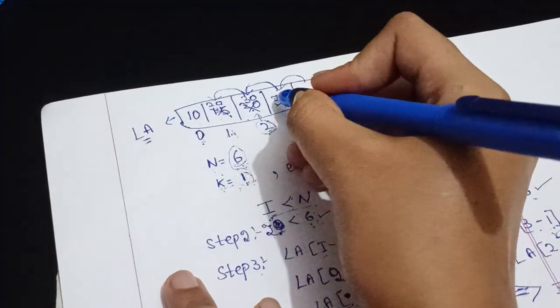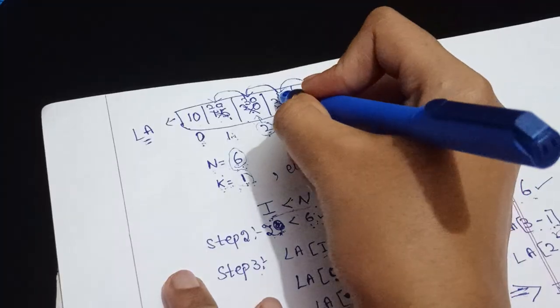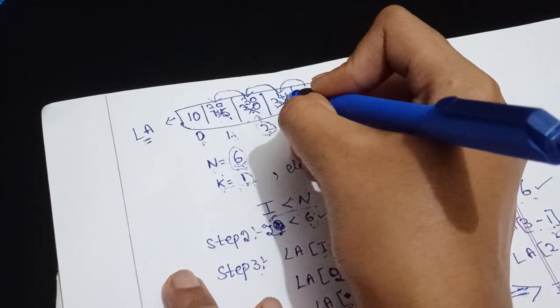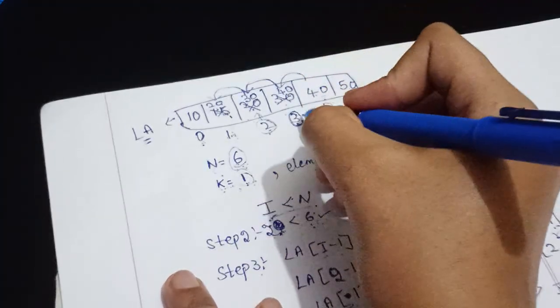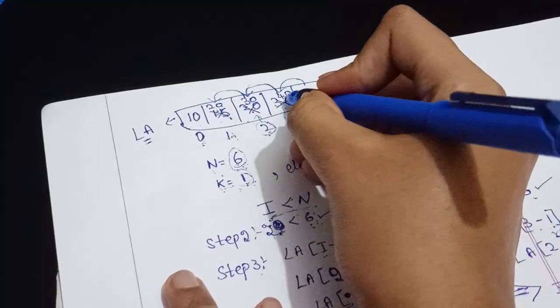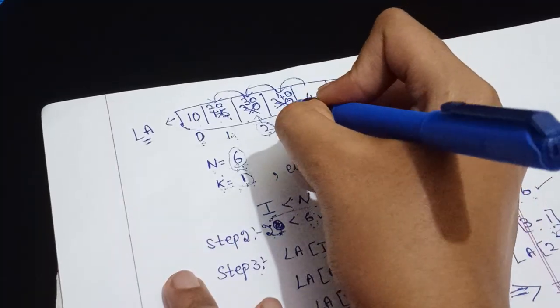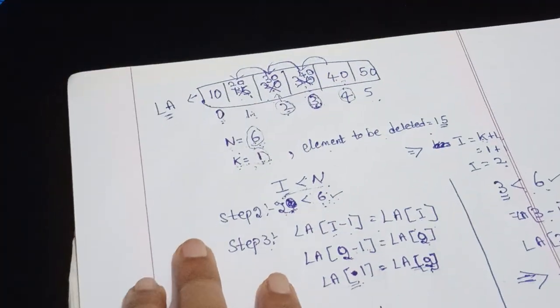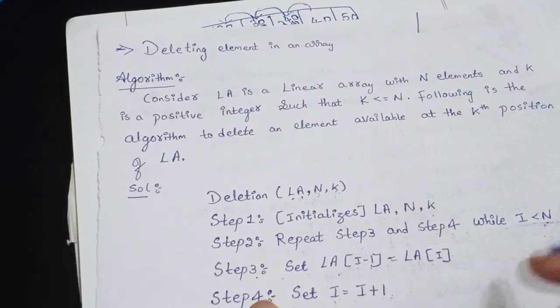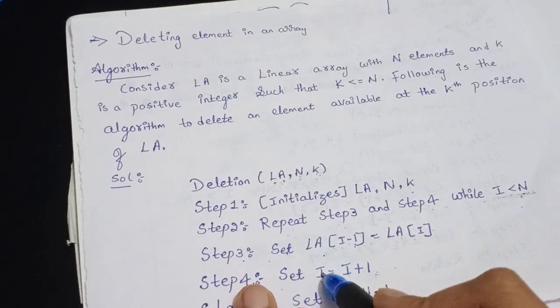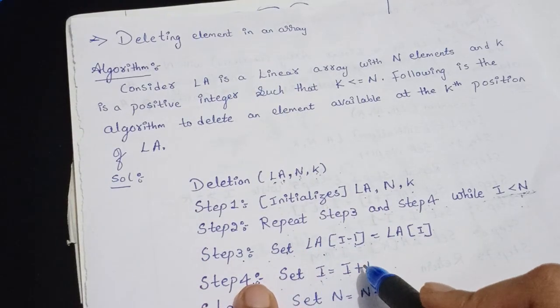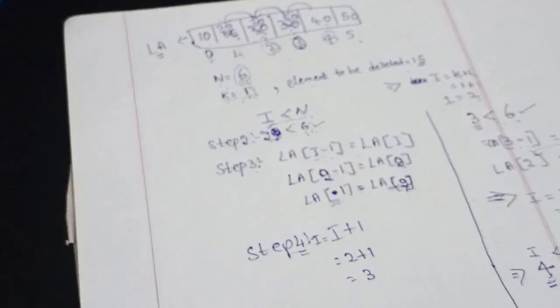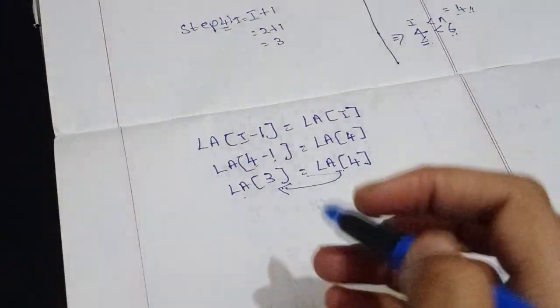So this 30 will not be saved. The new element saved in position 3 will be 40. So now position 3 will hold 40, not the 30 value. And then this has been done. After doing step 3, the next step is step 4, that is incrementing the I pointer, I plus 1, we should do. So now the I value will be increased.